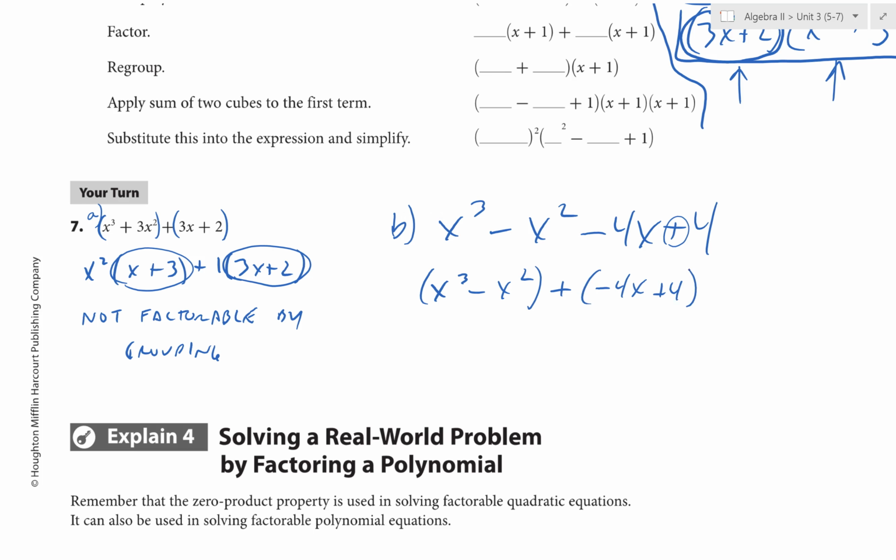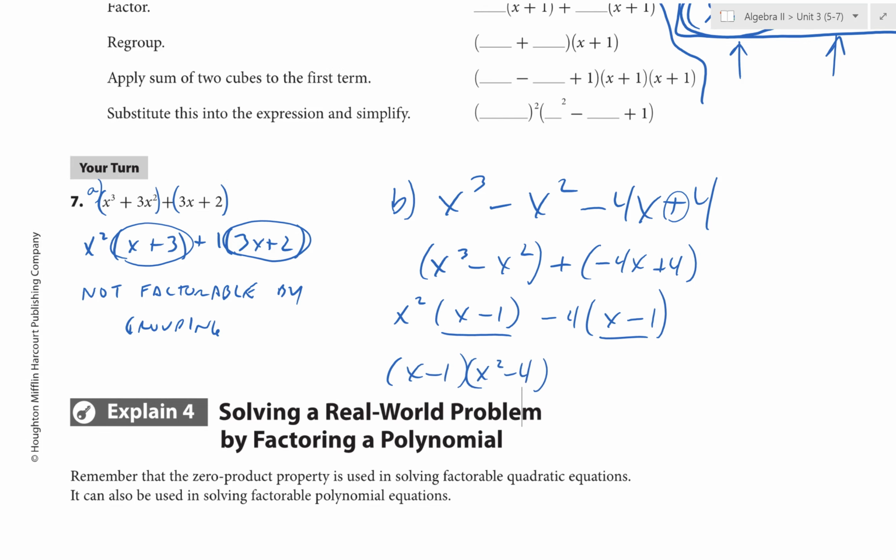So now when you factor the first one by grouping, that is going to be x squared times x minus 1. And then we would factor out a negative 4, which makes it negative 4 times x minus 1. And so we do get the same factor here. Bring that x minus 1 out in front. And what are we left with? X squared minus 4. Okay?